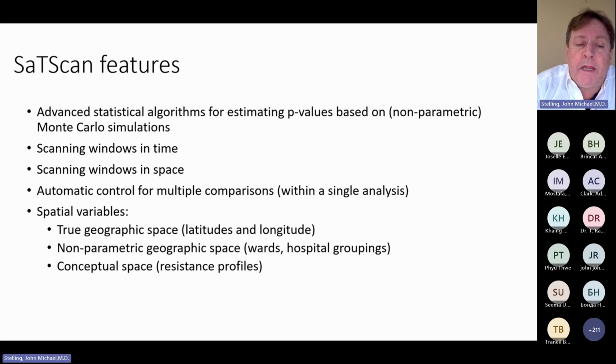SaTScan was originally developed for true geographic space, using latitudes and longitudes, miles, kilometers. But over time, SaTScan has incorporated new features to look at non-parametric space. For example, these 4 wards are close to each other. I don't want to say how many feet apart they are, but they are related to each other, for example, on the 5th floor. Or hospital groupings.